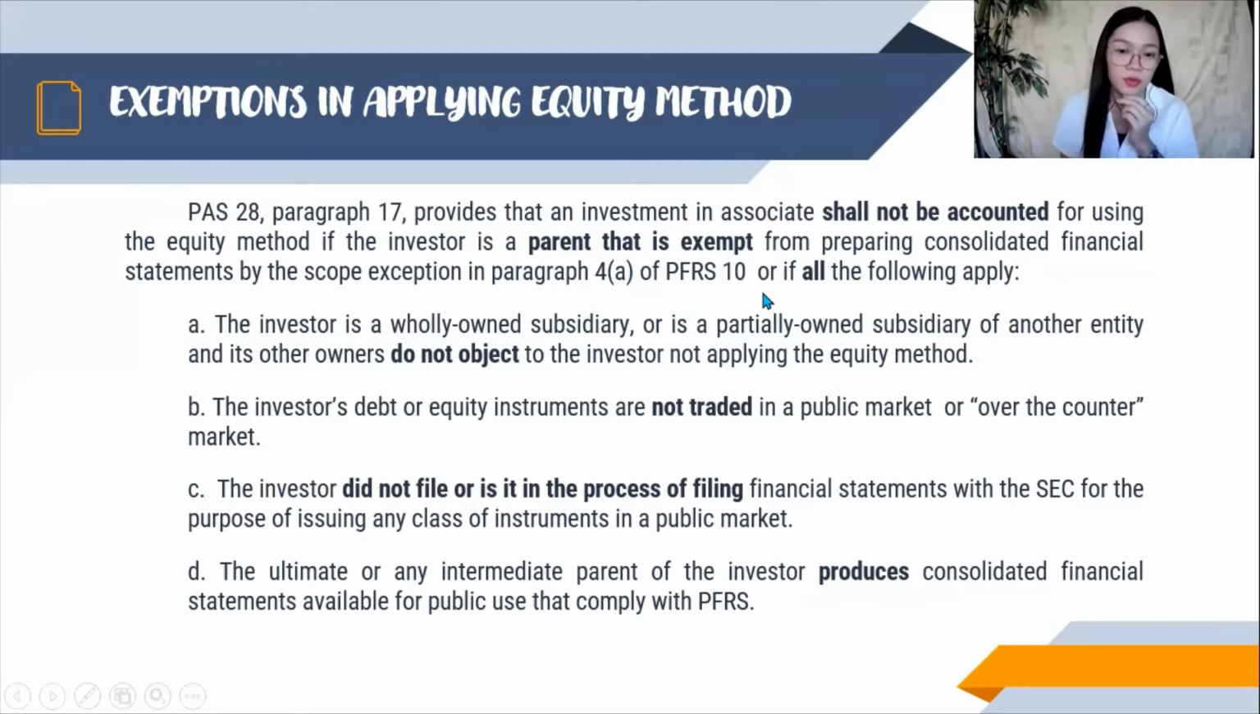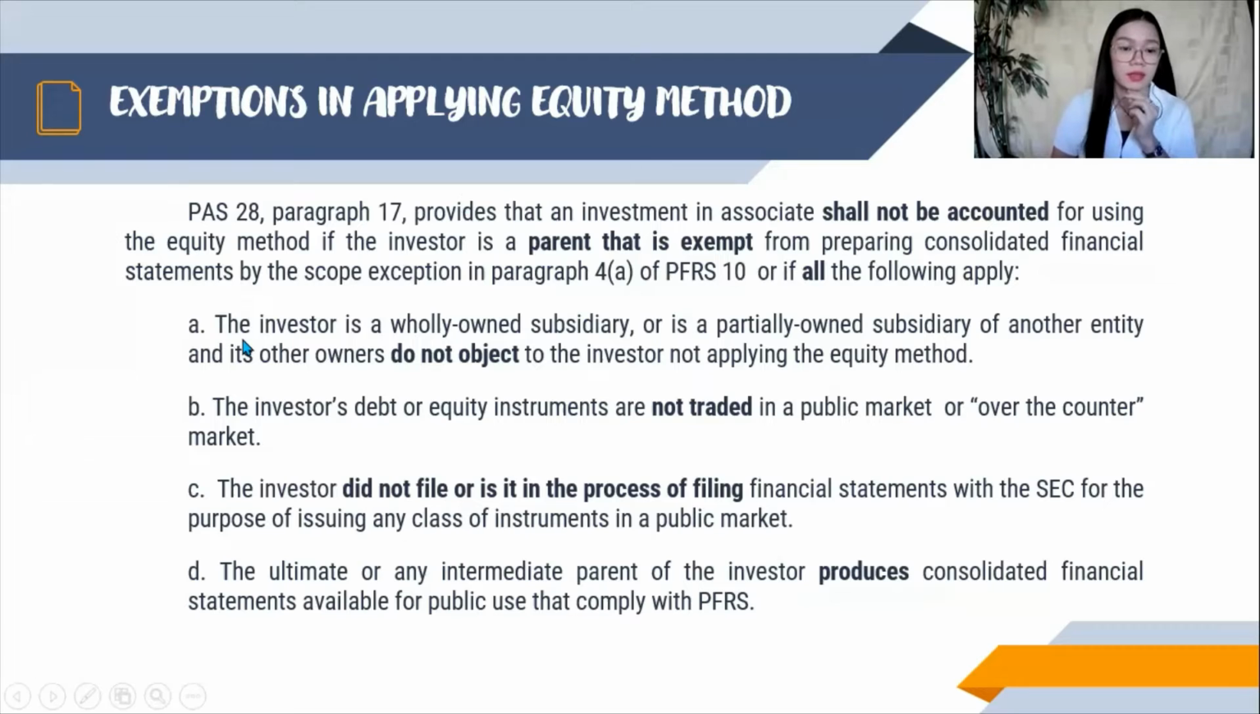We will not discuss what is in PFRS 10, since I believe the next groups will discuss it. So the parent or investor need not apply the equity method, or the investment shall not be accounted for using the equity method. The investor is exempted in applying the equity method, or if all of the following apply. If these four conditions are present, the entity or investor can be exempted from applying the equity method.